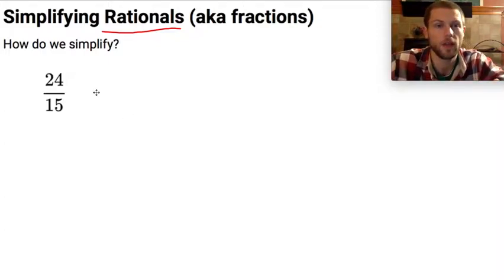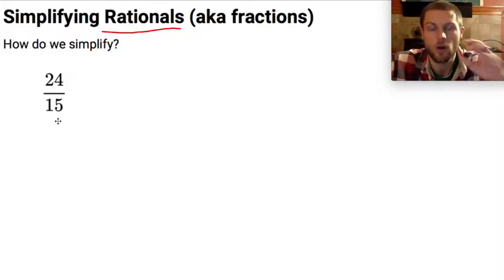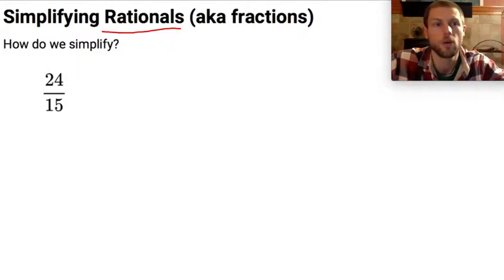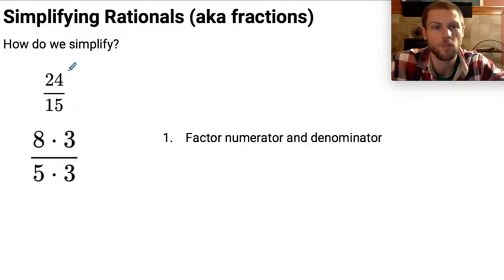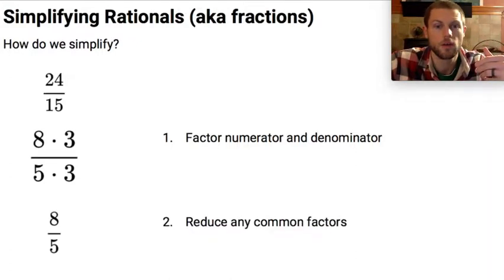Let's think about how we simplify this number. You all know how to simplify fractions, but let's think about what's actually going on under the hood. First, to simplify the fraction 24 over 15, you might break it up into 8 times 3 and 5 times 3. We factor the numerator and the denominator. We don't usually write this out, but this is what we are doing in essence when we are reducing common factors out of the numerator and denominator.